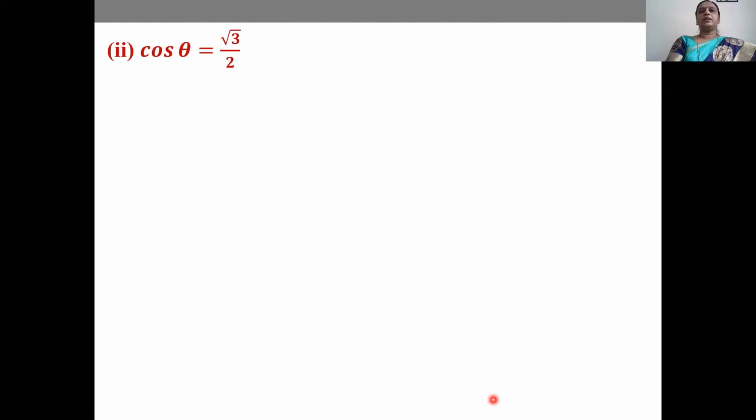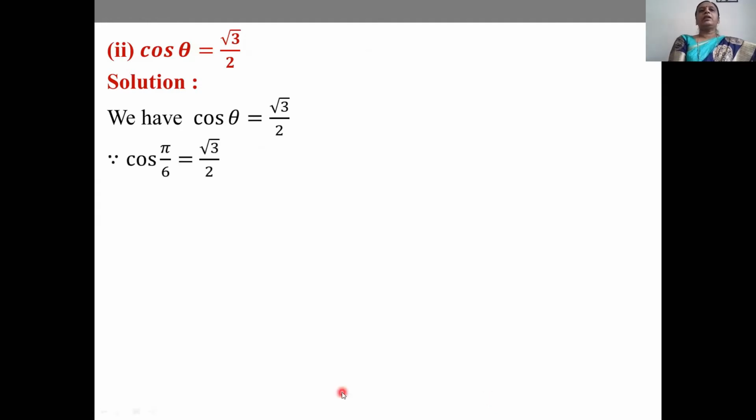Then consider the next example. cos theta is equal to root 3 by 2. In the solution, you write down, we have cos theta is equal to root 3 by 2. Now, in the table 0 to 90 degrees, we have cos pi by 6 is equal to root 3 by 2. Again, compare these two equations. Their right hand sides are equal, therefore left hand sides are equal. Therefore, we get cos theta is equal to cos pi by 6.